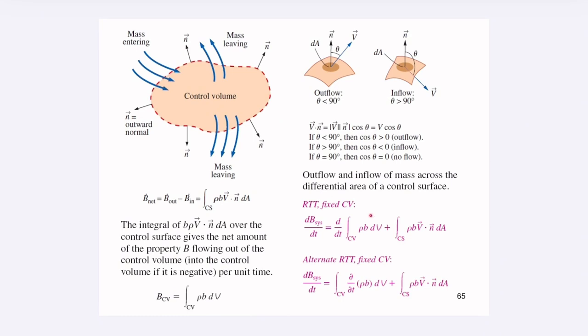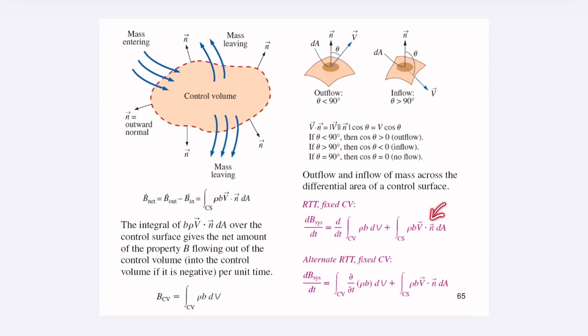Okay, for this right hand side, d over dt integral over CV of rho b dV. That's the rate of change of B inside the control volume due to accumulation or depletion over time. B is the intensive property per unit mass. For example, density for mass flow.